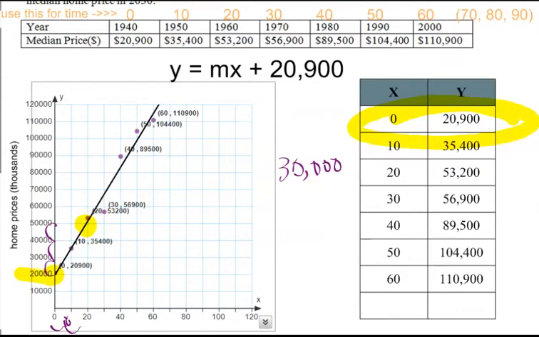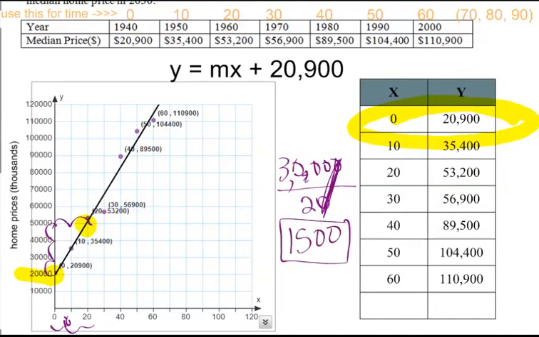It's in increments of 10. So we're going to go 10, 20. So I have 30,000 over 20. Well, when you simplify this, knock off a 0 there, and I have 3,000 divided by 2, which is 1,500. So I've got a slope of 1,500. Okay? So I'm going to put that in here.